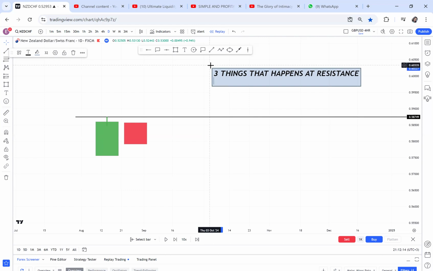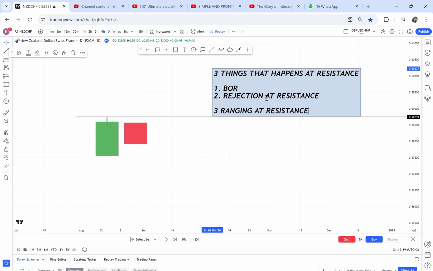Number one, break of resistance. BOR means break of resistance. Number two, rejection at resistance. Number three, ranging at resistance.